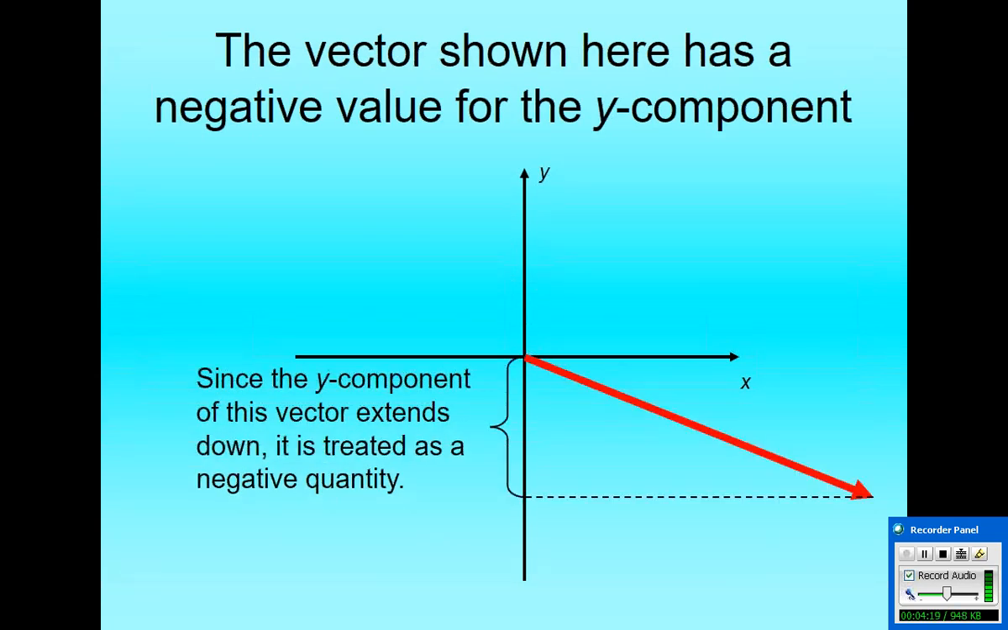And here's a situation where that y component is a negative quantity. The arrow has a downwards trend. If the arrow is in quadrant 3 to the lower left or quadrant 4 to the lower right, the y component is negative, and we have to be ready to be able to handle those situations.